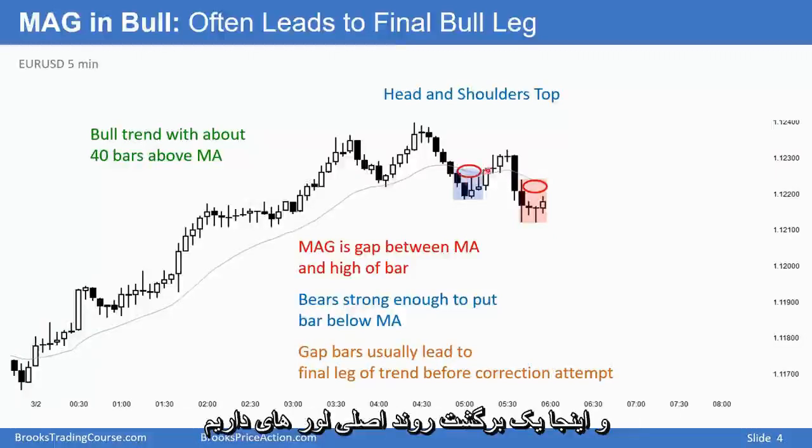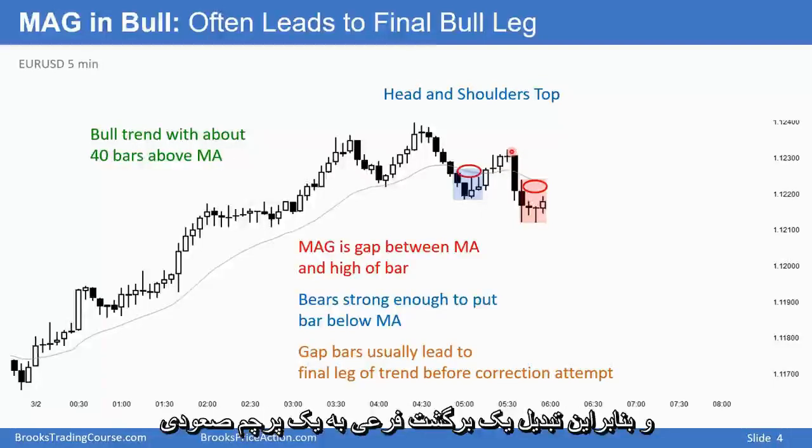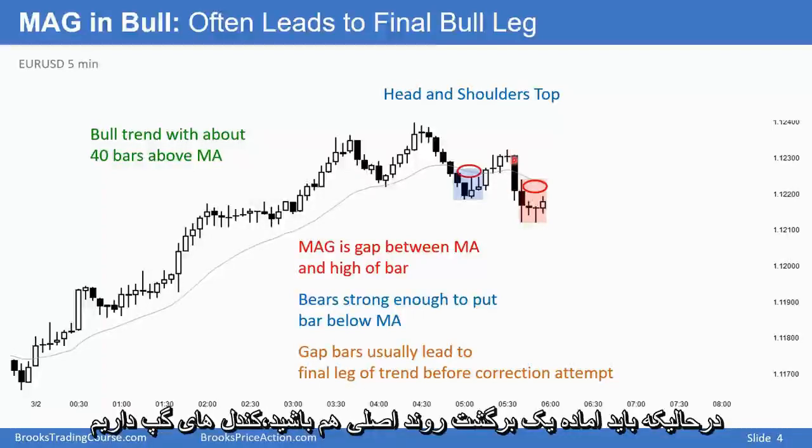And here we have a lower high major trend reversal, probably not enough bars for a major reversal, and therefore a minor reversal into a bull flag or a trading range is still more likely. However, you have to be prepared for a major reversal.